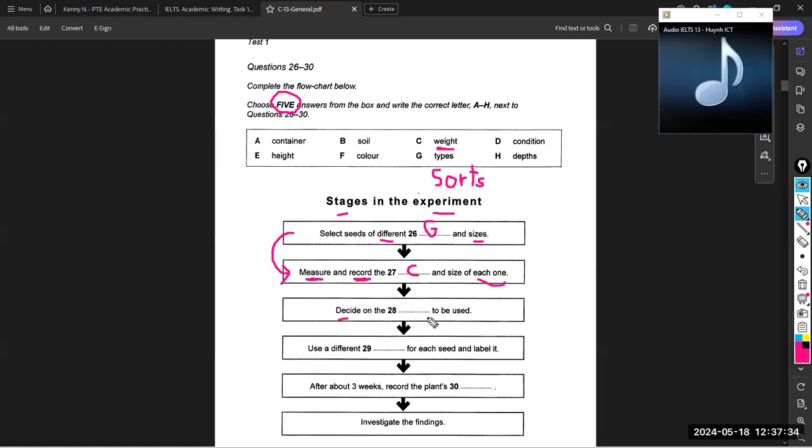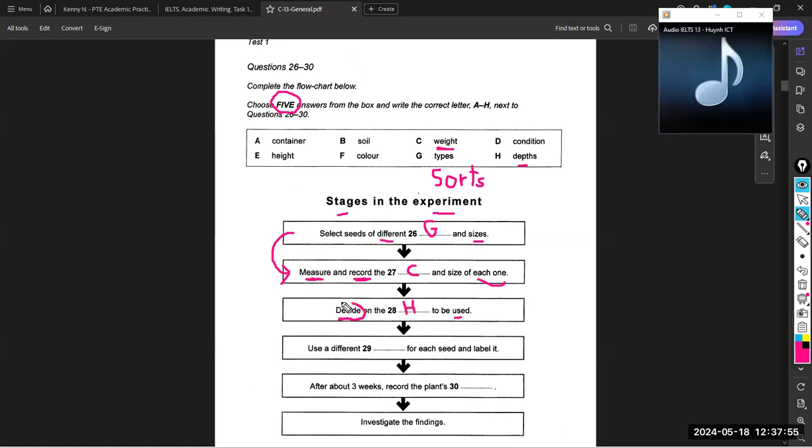Now decide on the containers to be used. That'll be quite time consuming. What shall we do? And we also need to decide how deep we're going to plant. How deep, it is H.